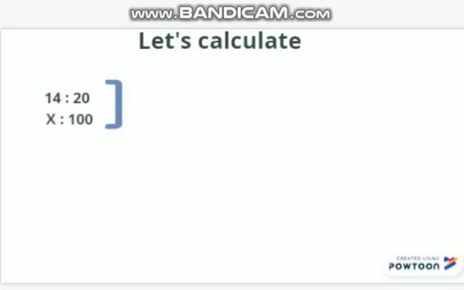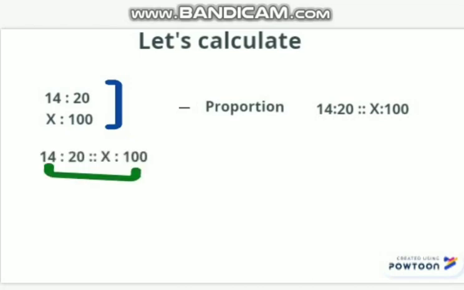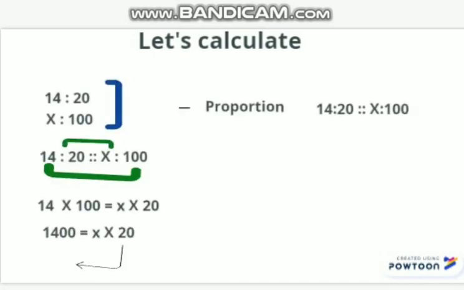If we take a proportion of it, proportion is the comparison between two ratios. So proportion will be 14:20 :: X:100. In proportion, we multiply like 14 will be multiplied by 100 and 20 will be multiplied by X. So it will be 14 into 100 and X into 20. 14 into 100 is equal to 1400, and we need to find out the value of X. To calculate this, we will move 20 to the opposite side of the equal sign. Whenever a multiplication value is moved toward the opposite side, it is divided there. So 1400 divided by 20 is equal to 70.